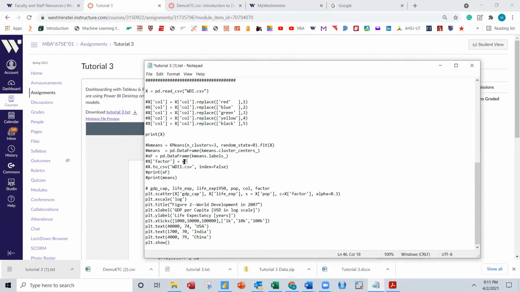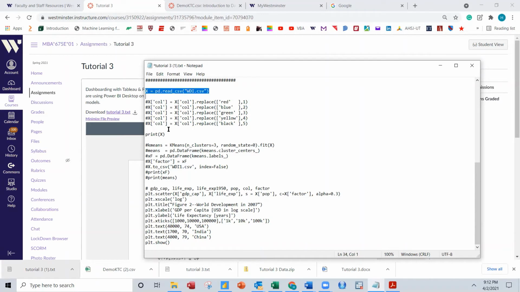And then this right here adds the factor to X, and this saves it as WDI1. So next week we'll open up these WDI folders that you create, and we'll build the plots in Excel. Okay, and this just prints the means and the factor column, right?